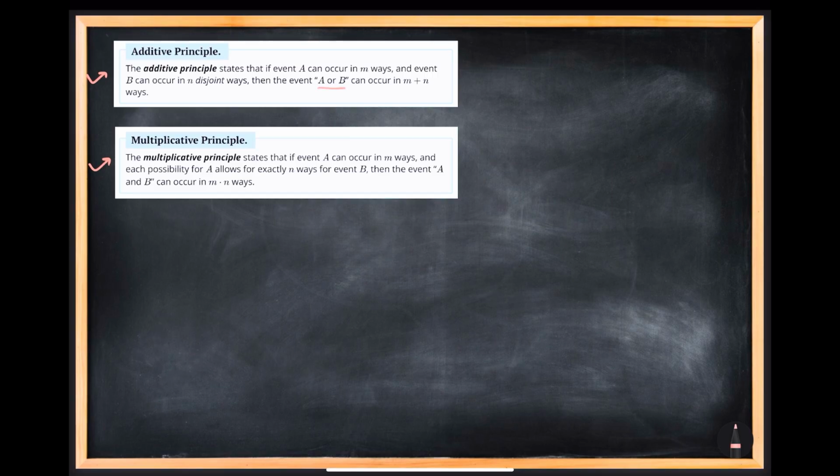Look at this. Here they have used A or B, but here they have used A and B. So whenever they talk about "or", you have to think about addition. If they talk about "and", you have to think about multiplication. Now look at this part. This is the real definition for the principle of counting.